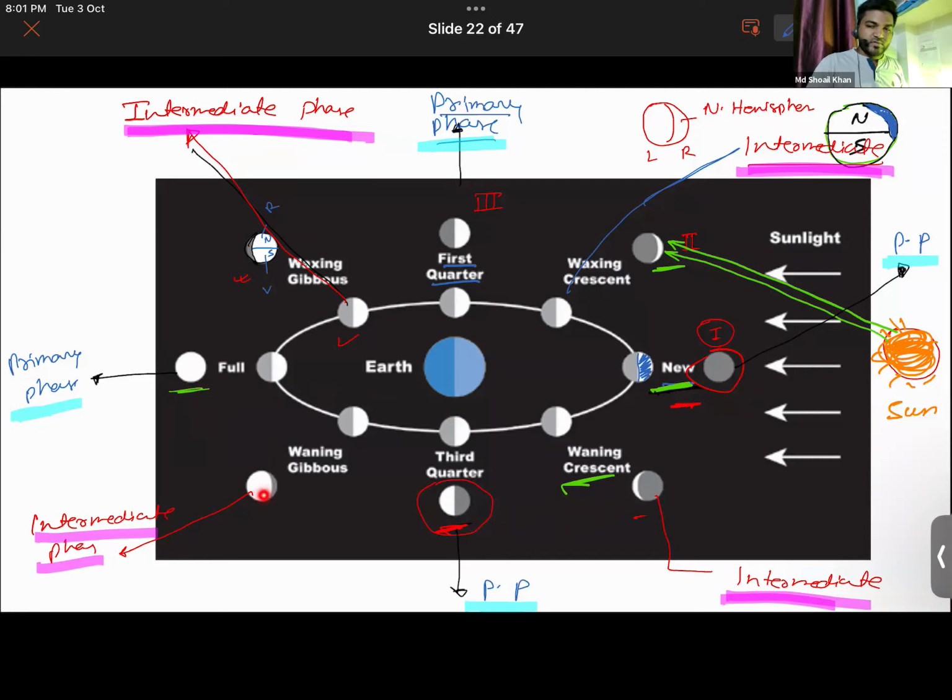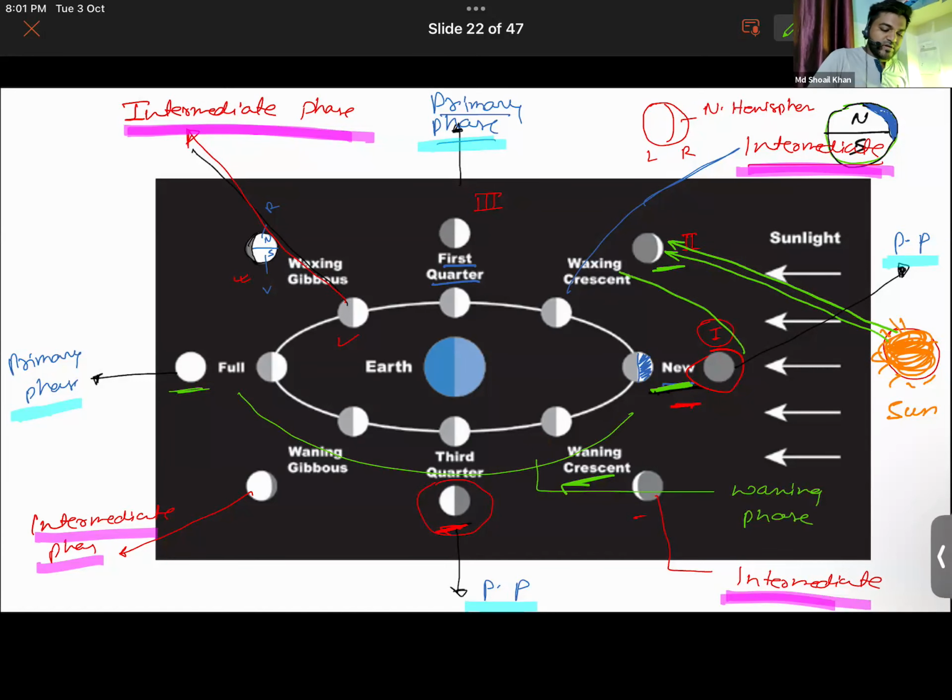Now you can see that it starts to decrease from here. So as you move from full moon towards the new moon, it's the waning phase. And then you have got, okay, let me write it over here. This is important. This here is the waning phase of the moon.